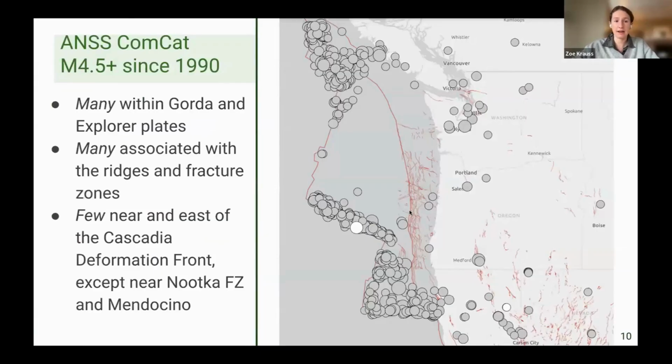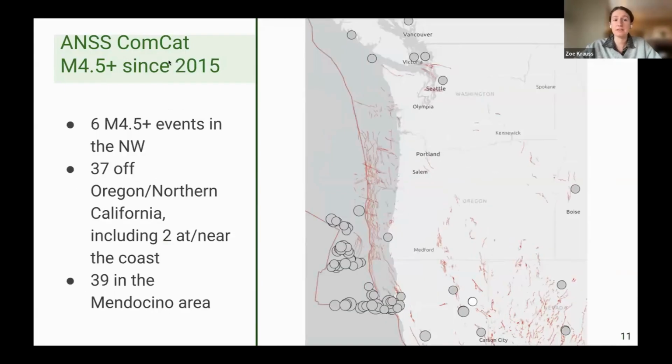But what is actually in the ComCat catalog? Just to give you an overview, this is the M4.5 plus since 1990. And as you can see here in the PNW, we have very little seismicity on land. Most of it is offshore within the Gorda and Explorer plates, within the fracture zones, et cetera, and the Basin and Range province. But specifically, if we look instead at what is in the database since 2015, which is the year the NGA subduction database starts, we see even fewer. There's only been 6 M4.5 events near the Pacific Northwest areas, 37 offshore and 37 in Mendocino.